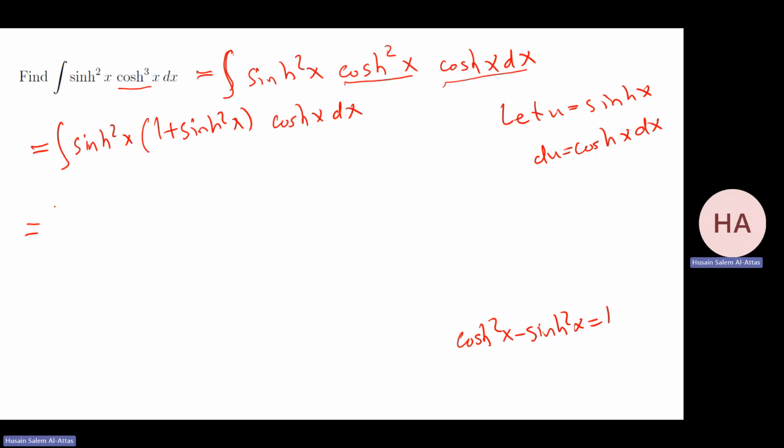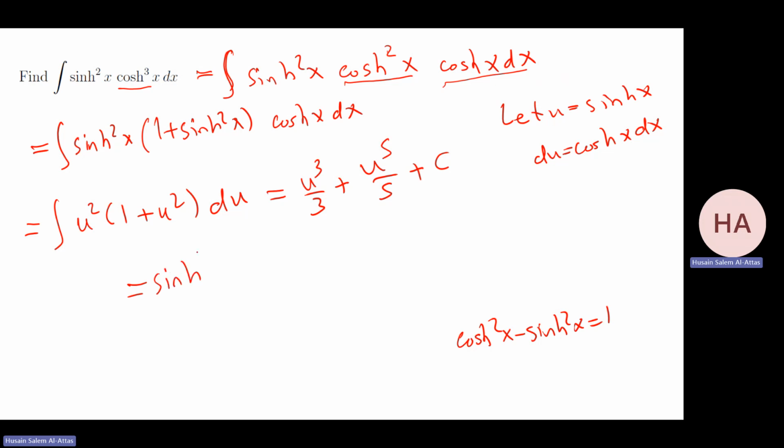So that gives me what? U square, 1 plus u square du. That gives me u cubed over 3, u to the power 4, so that will be u to the power 5 over 5 plus c. That gives me sine hyperbolic cube x over 3 plus sine hyperbolic to the power 5x over 5 plus c. That will answer it. I know I have space here. Okay.